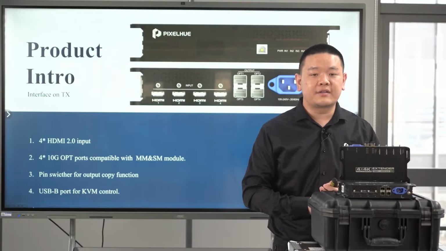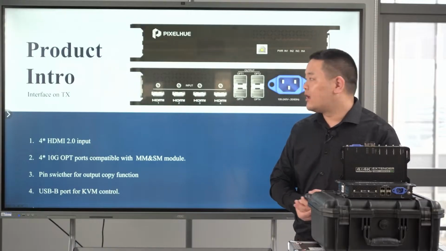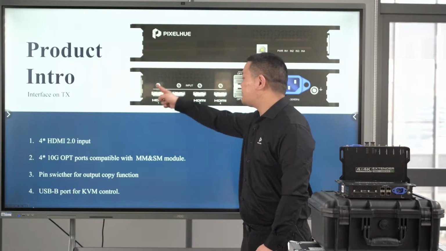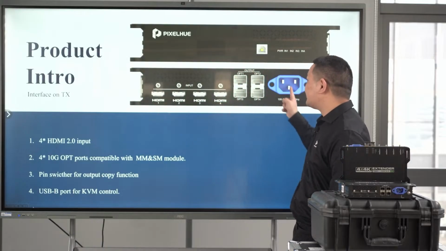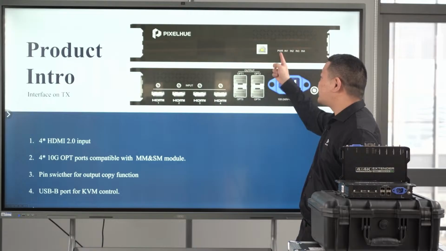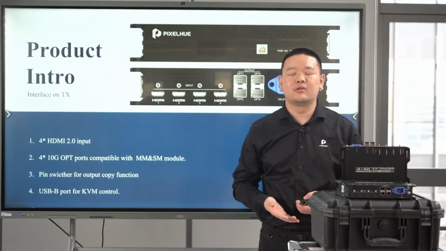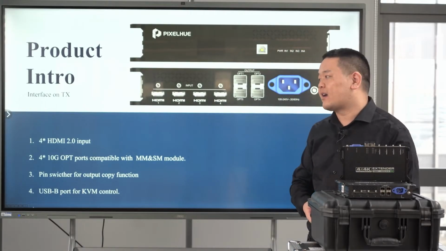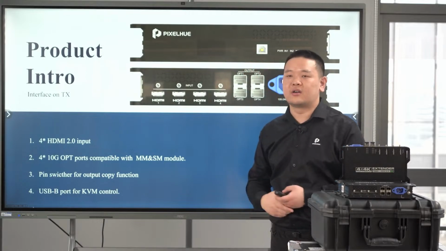Then let's check the hardware here. Here are the 4 HDMI inputs. Here is the optical output. And here is the USB-C port. This one is used for the KVM signal feedback to the computers.